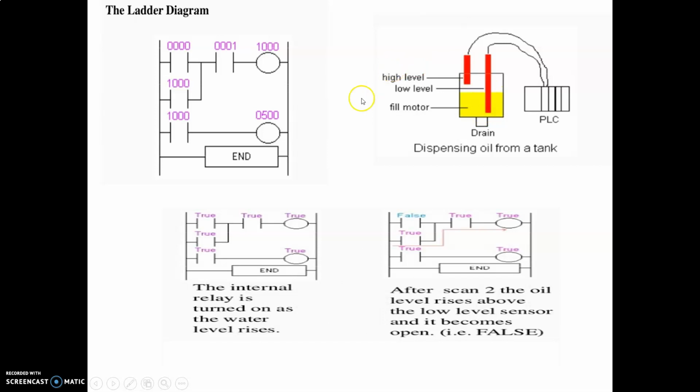both the high level and the low level sensor will act as a case of true. So if we see here, this will get closed, this will get closed. So what we get here is true and true. If both of them become true, the supply will move from left to right into the output here. So the output will also get a true here.